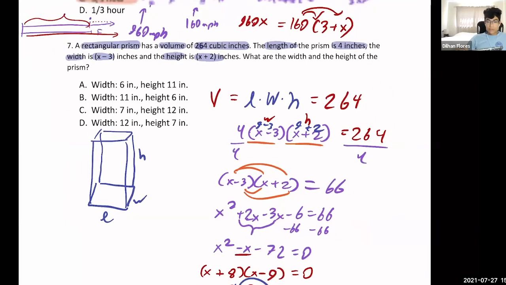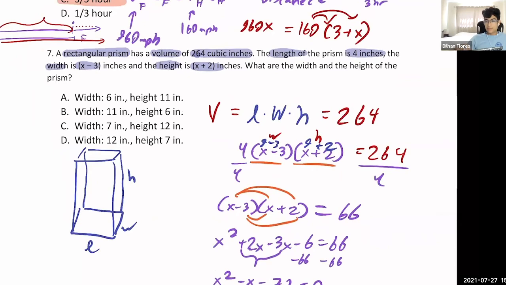What's our answer choice, y'all? A, B, C, or D? Nice. All right. Answer choice A, with the width of 6, 9 minus 3, and a height of 11, which is 9 plus 2. There you go. Awesome. On to the next one.